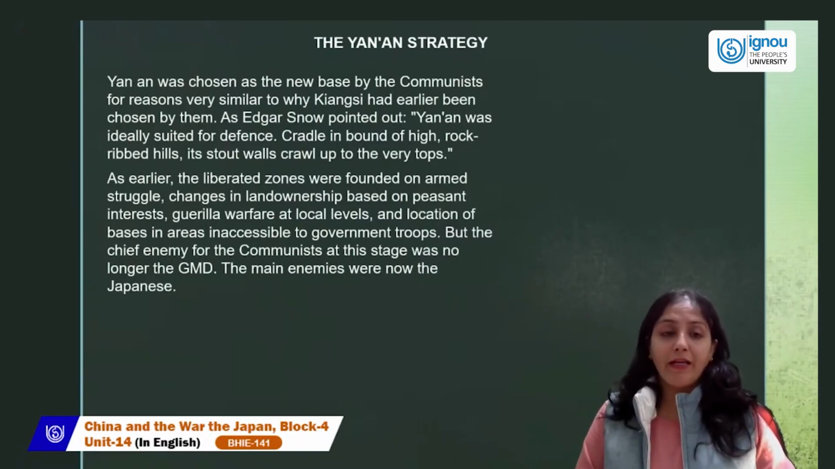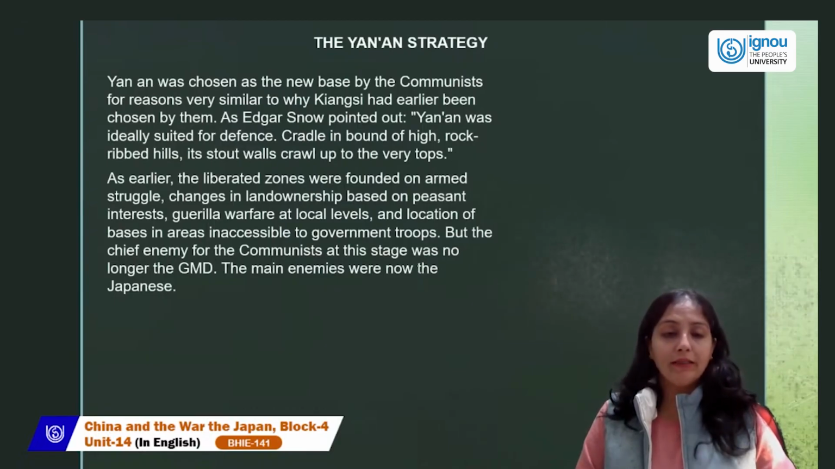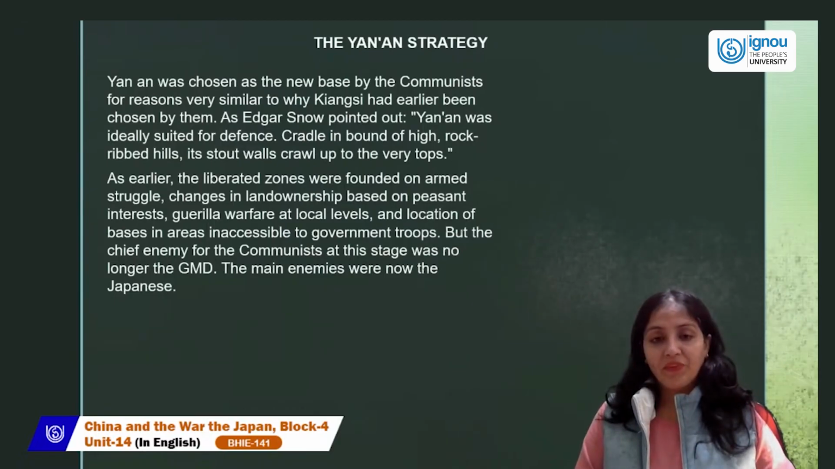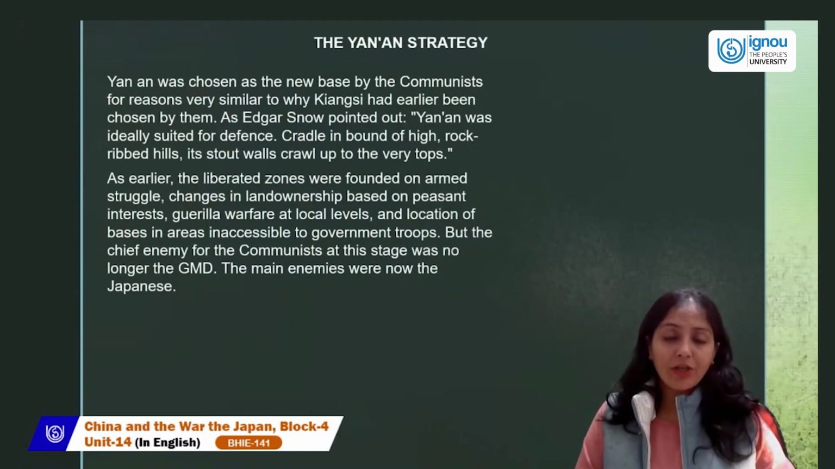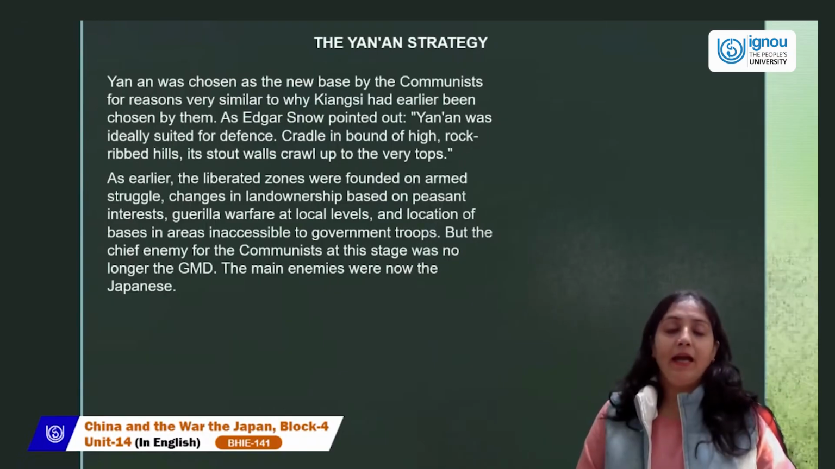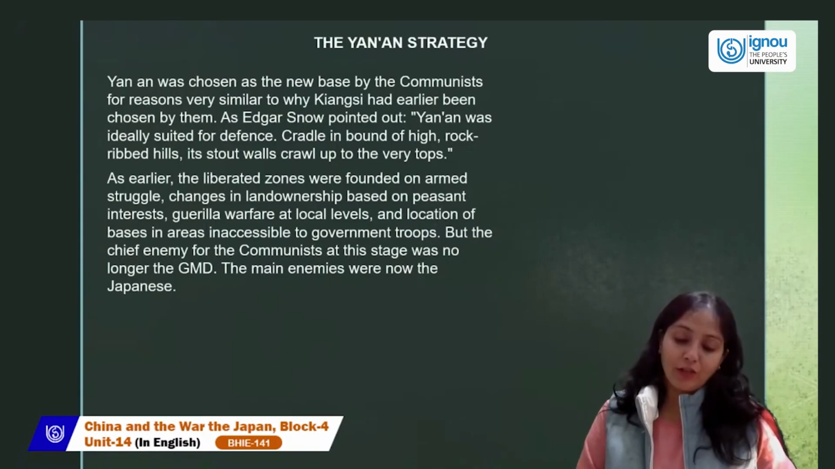But the chief enemy for the communists at this stage was no longer the GMD. The main enemies were now the Japanese. We are talking about the Chinese, and the main enemies of the Chinese were the Japanese.